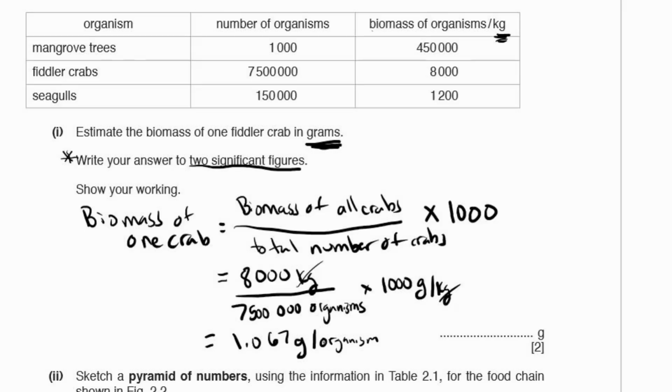Okay, we don't need to write in per organism. They have it in grams because they're asking about how much one fiddler crab weighs. Okay, and the key thing here as well, it said to do your answer to two significant figures, so that equals 1.1 grams. There we go.